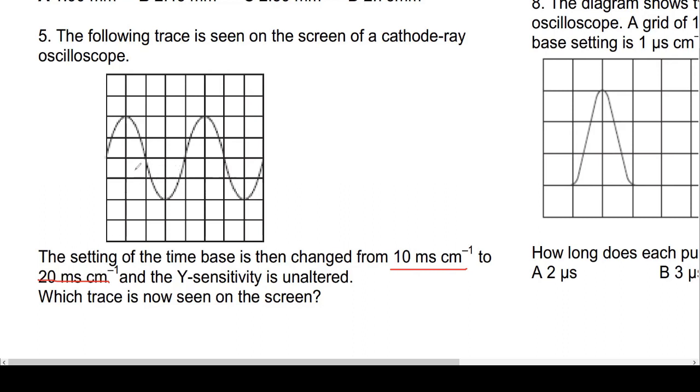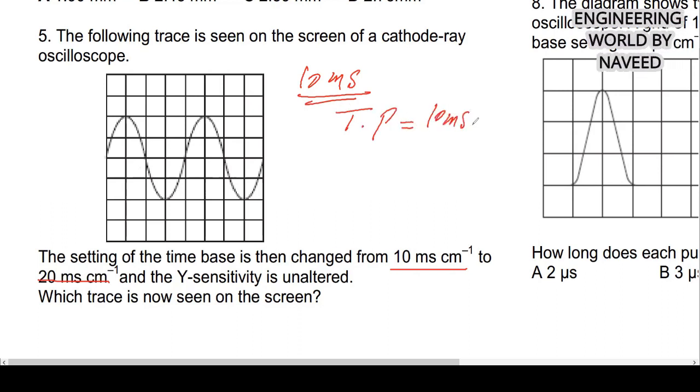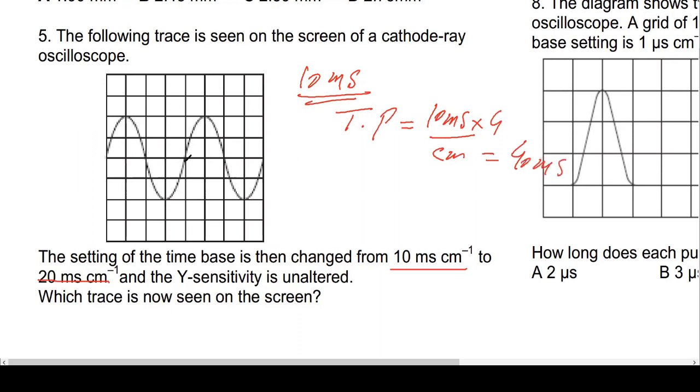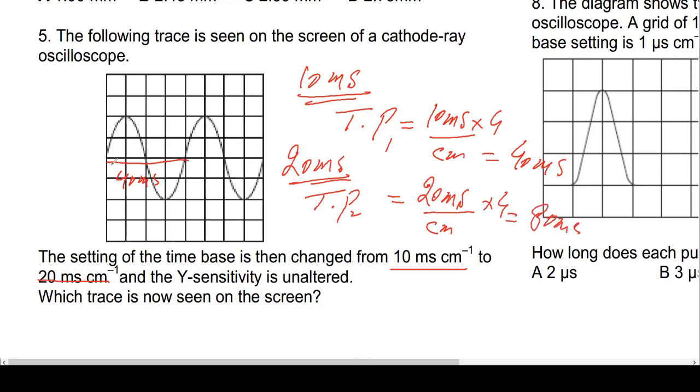So this is 1, 2, 3, 4 boxes. The time period for 10 millisecond per centimeter, times 4 boxes, is equal to 40 milliseconds. Now if I change it to 20 milliseconds per centimeter, the time period will be 20 times 4, which is 80 milliseconds. So this will be double of this. So it will expand.